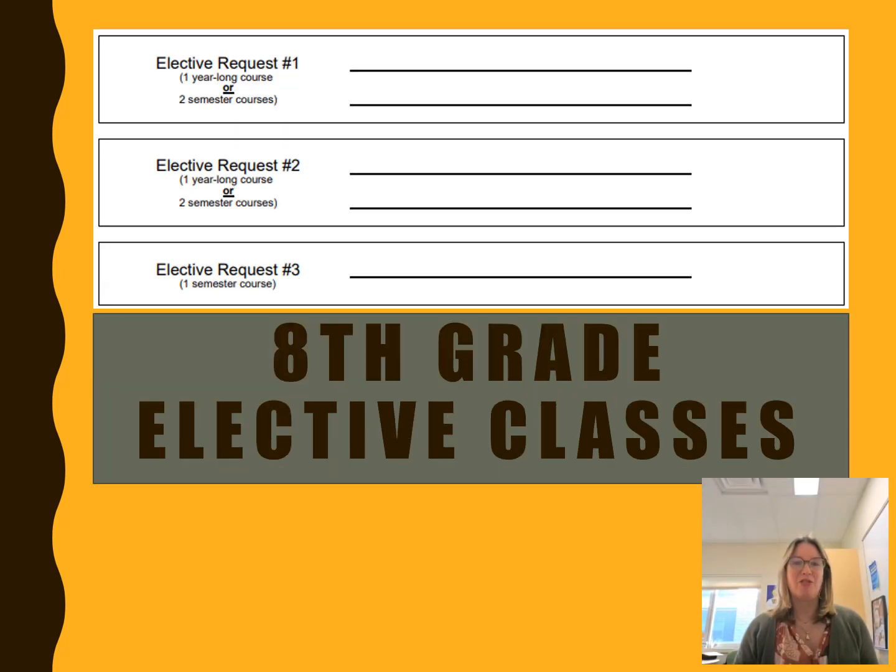For 8th grade, you need to pick enough electives to fill these 3 boxes. So you'll see elective request 1 with 2 lines, elective request 2 with 2 lines, and elective request 3 with 1 line. Each line can be filled either with a semester elective or a year-long elective. You only need to put 1 down if it's a year-long elective in the box, but you'll need to put 2 down if it's semester electives. It's okay to have more electives than you need. It's better than to have fewer.